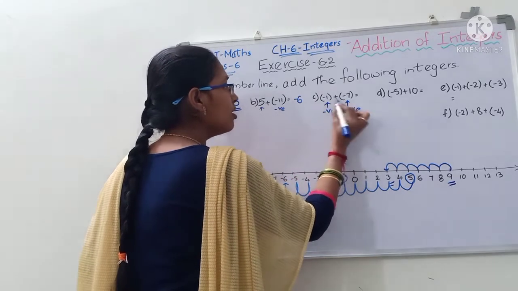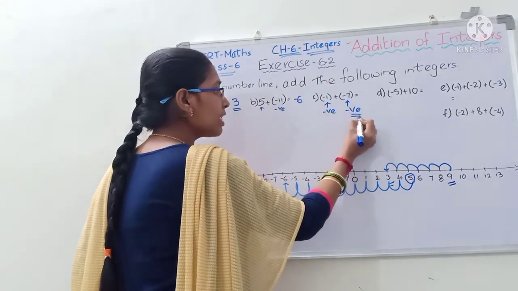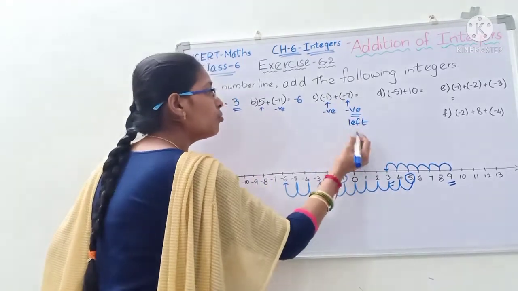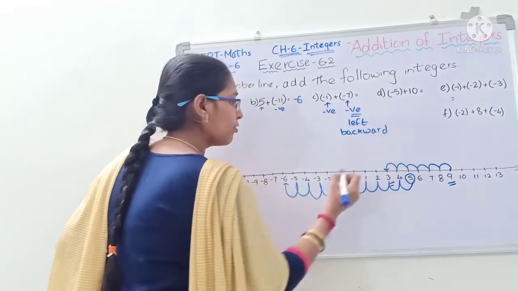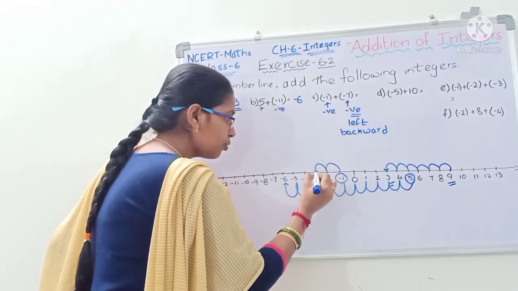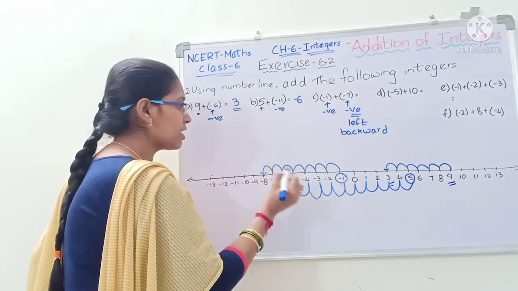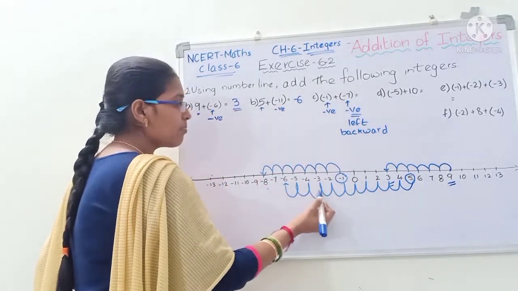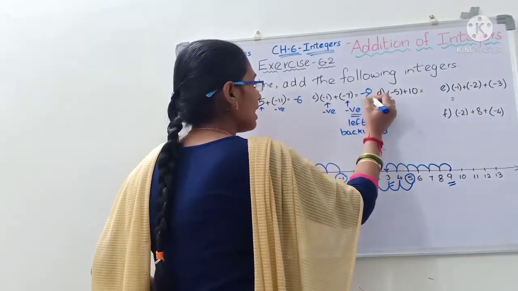Both are negatives here. For minus 1, we located minus 1 here. We should add minus 7, a negative number. So we should move left side from minus 1, we should move backward. From minus 1, move 7 steps back. 1, 2, 3, 4, 5, 6, 7. We moved 7 steps back from minus 1. We reached minus 8. The answer is minus 8.